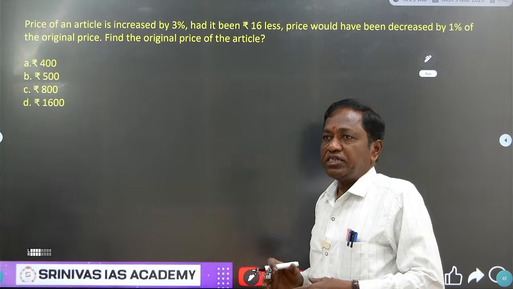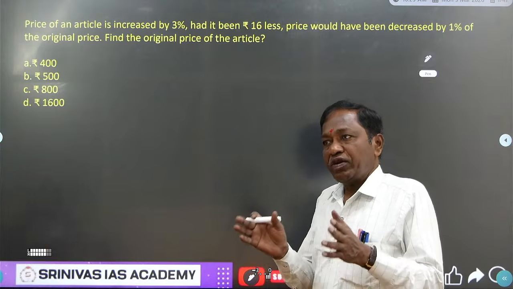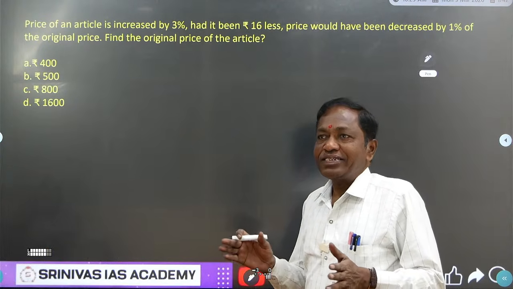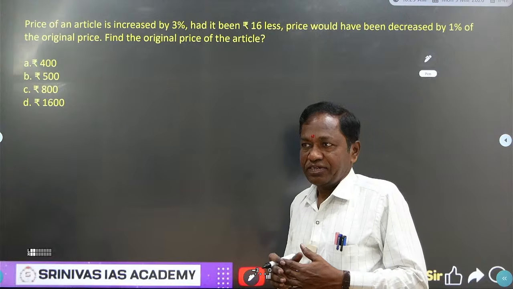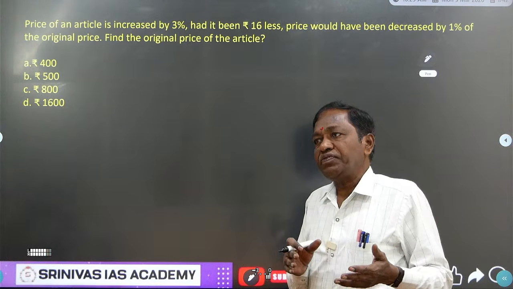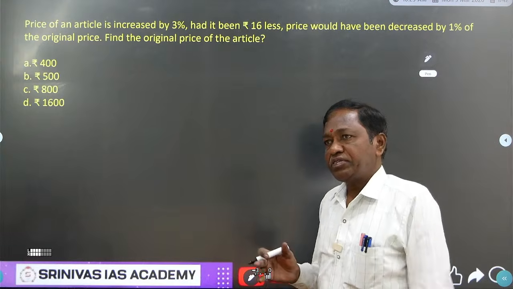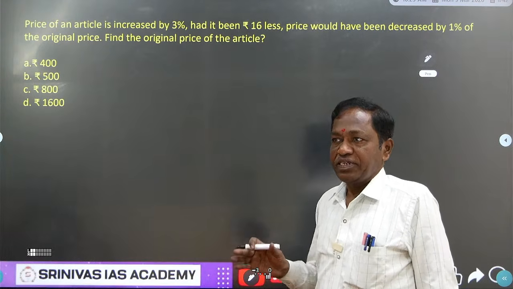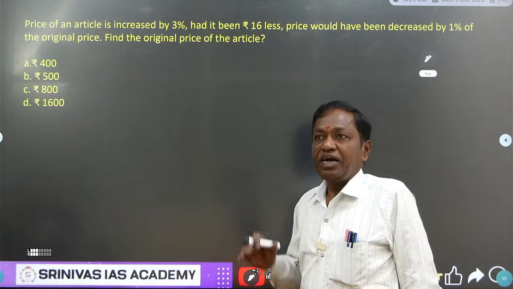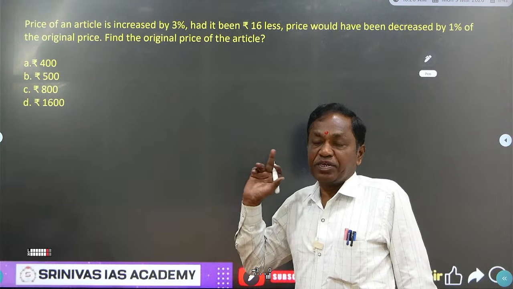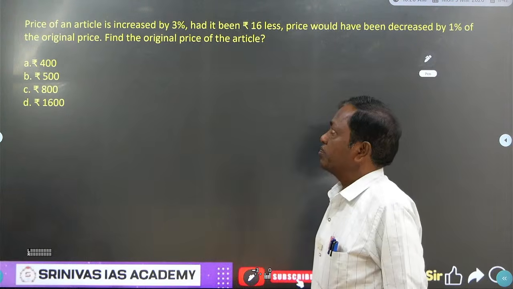It means 3% increased means whatever the price is there, that is equal to 100%. In terms of rupee value, if you take like that, 100 rupees. Assumption value is 100 rupees. Assumption percentage is 100%. Increase by 3%, 103. That becomes what? 103%. That is how it's important.